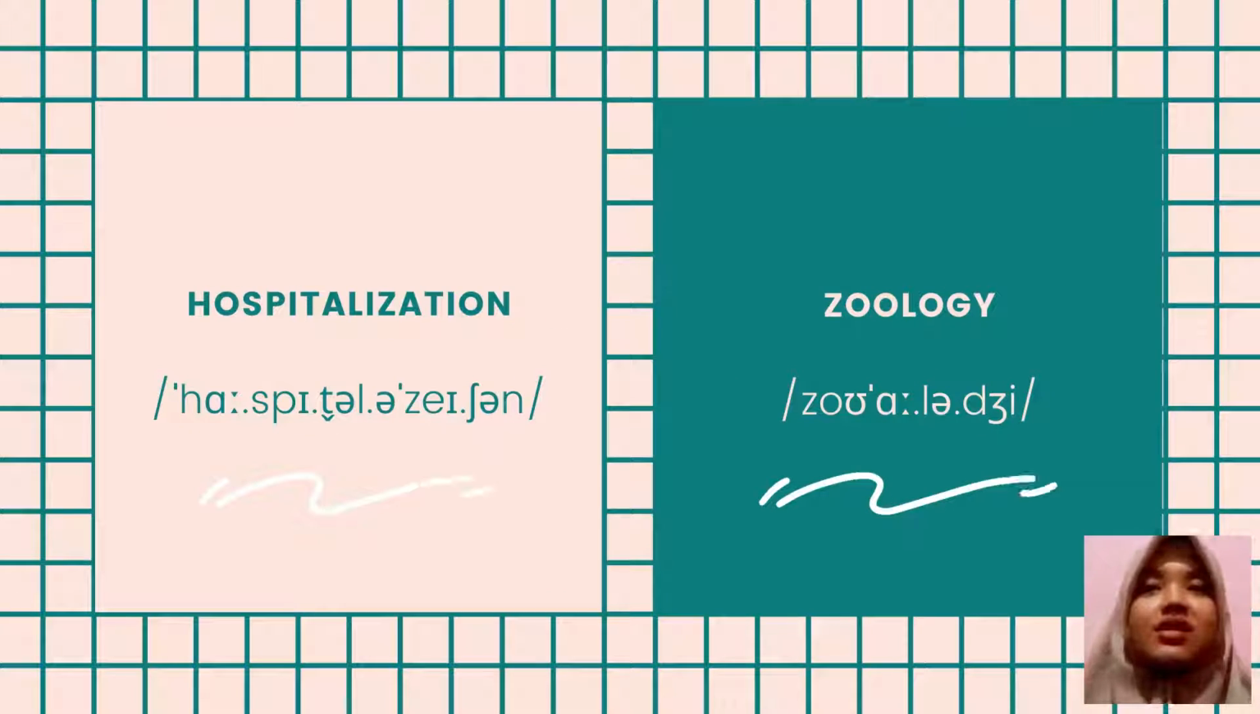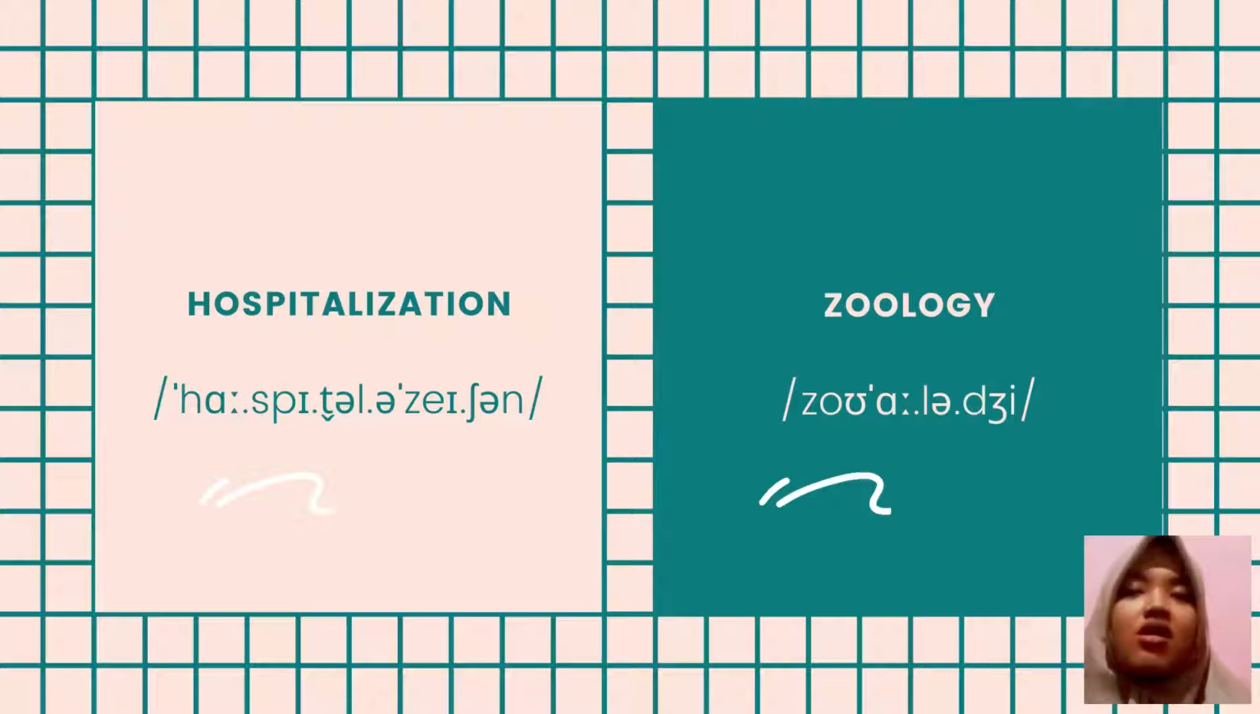So here are two examples: hospitalization and zoology. In the word hospitalization, there is primary stress, long characters, and also a syllable break. A primary stress is used to indicate that there is a stress here. Hospitalization, there is a stress, and long indicates that the character here is longer, spelled longer, like hospitalization. And the syllable break is also used to indicate that there are separated syllables. So in the word hospitalization, there are 6 syllables.